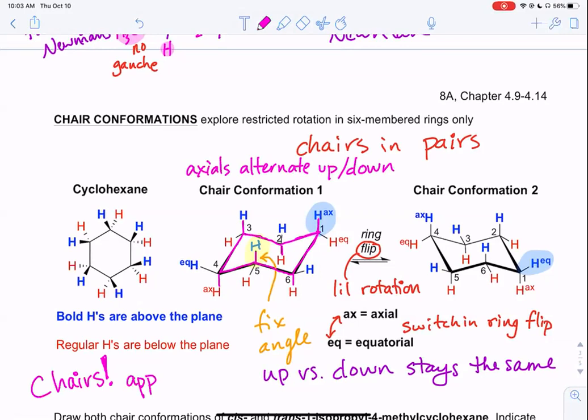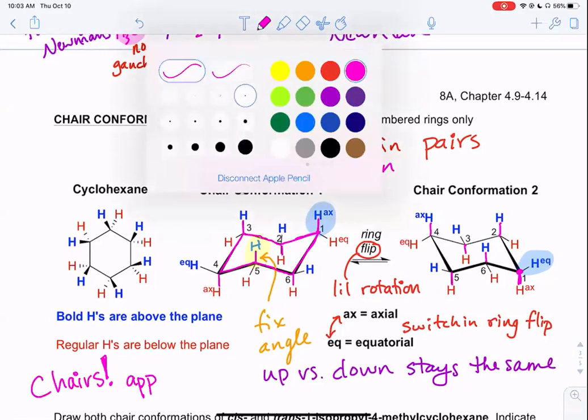So if I go back to carbon 1 over here, I see that the bonds in the ring are kind of pointing up. So that means that my axial, in this case hydrogen, is going to be pointing down. If I go then to carbon 2, the axial is pointing up, 3 is down, 4 is up, 5 is down, and 6 is up. So again, the axial substituents alternate up and down. The equatorials also alternate up and down.